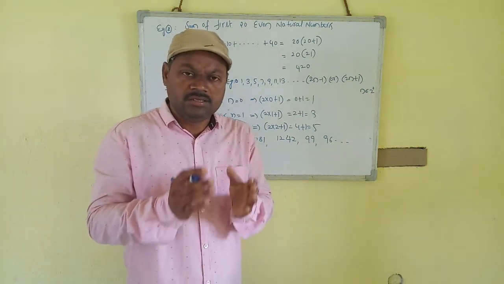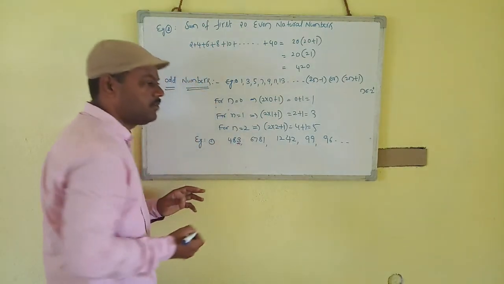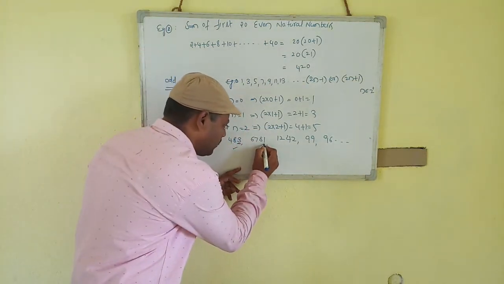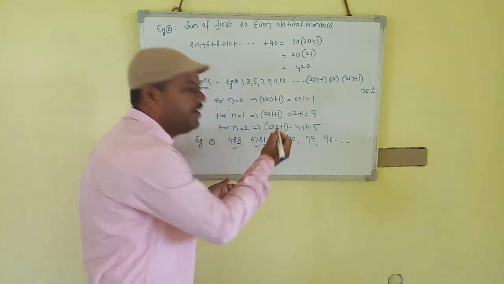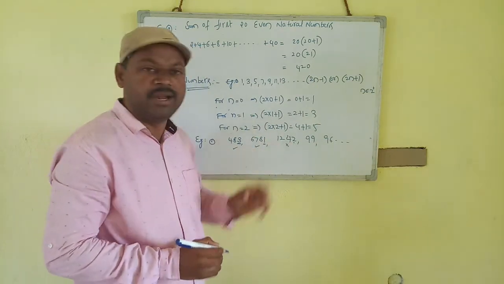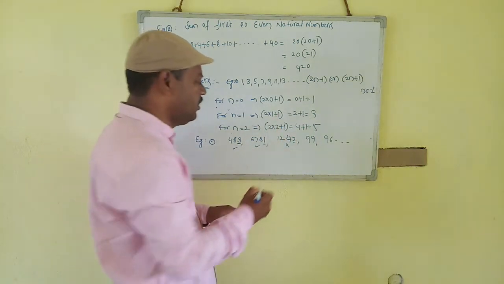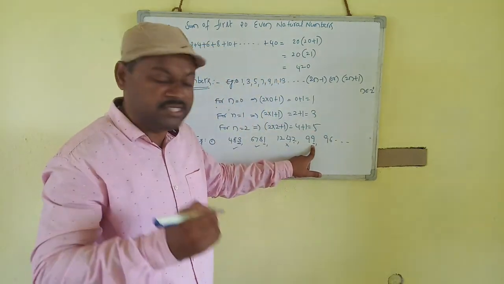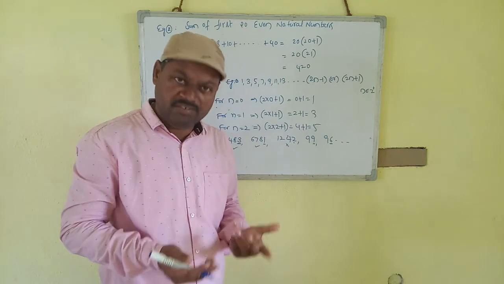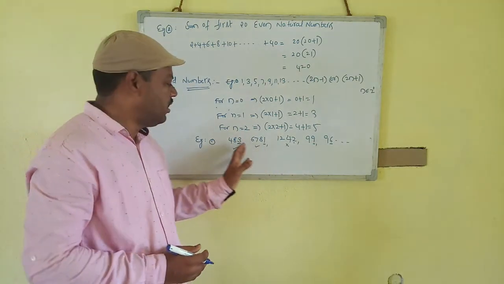Listen, students and friends, you have to observe only the ones place digit. If the ones place digit is an odd number, then the entire number is an odd number. If the ones place digit is even, then it is not odd, the complete number is even. So ones place digit is 9, so the entire number is odd. Ones place digit is 6, which is even, so 96 is an even number. This is the identification of the odd numbers.